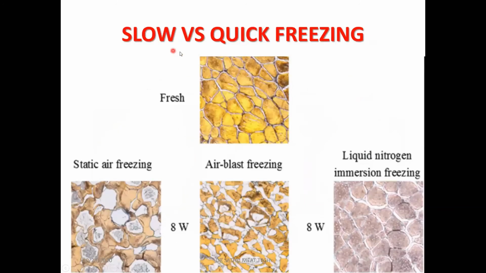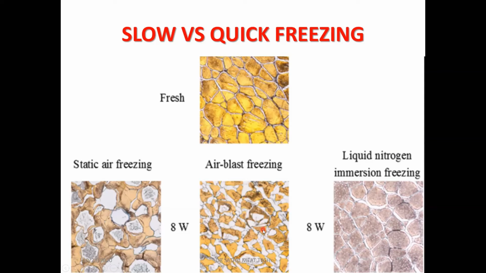So you can see here slow and quick freezing. This is normal fresh meat; you can see the cell here in yellow color. In static air freezing, where there is no mechanical movement of the air, it is slow freezing. You can see the white ice crystals are large and mostly extracellular. Here you can see the blast freezer, which is a quick freezing method. Here the ice crystals formed are smaller and mostly intracellular.